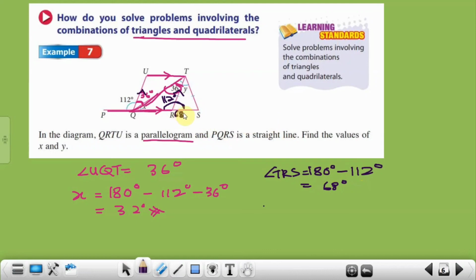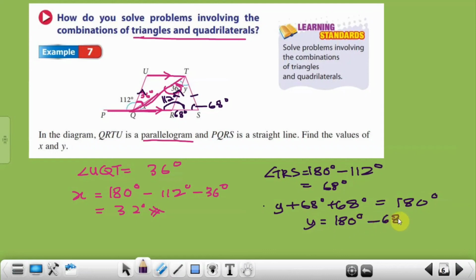When this is 68 degrees, this is also 68 degrees because this is an isosceles triangle, so the angles at the base will be the same. Remember, the summation of the inner angles of a triangle is 180. So y plus 68 plus 68 degrees is equal to 180. y is equal to 180 minus 68 minus 68 degrees. So y is 44 degrees.